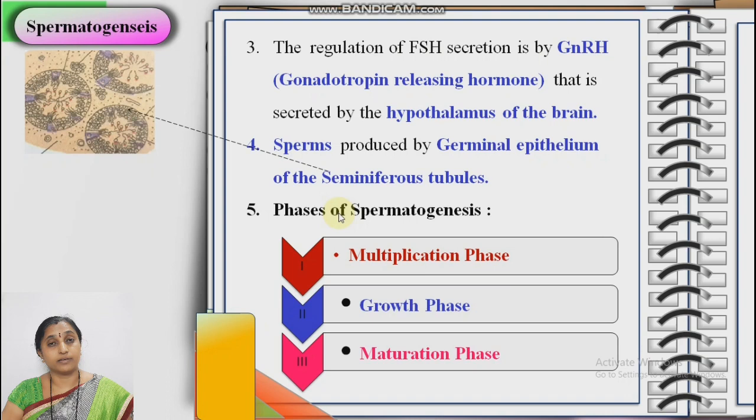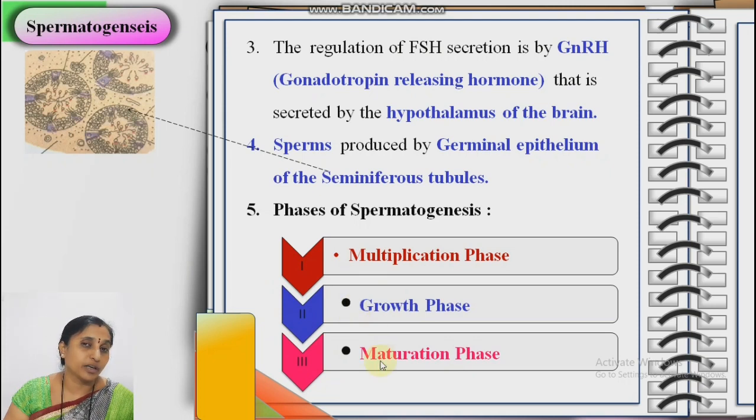Phases of spermatogenesis. Spermatogenesis takes place in 3 phases. Multiplication phase, which takes place with the help of mitosis. Growth phase, no cell division, only growth takes place. Maturation phase, here gametes become mature, and meiosis division takes place.